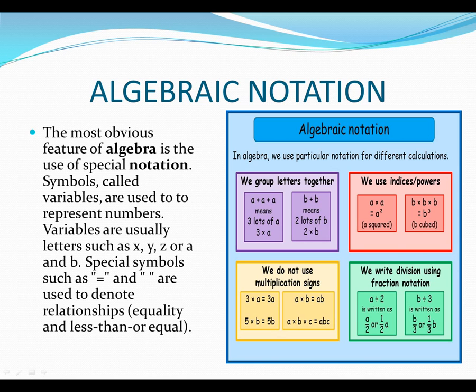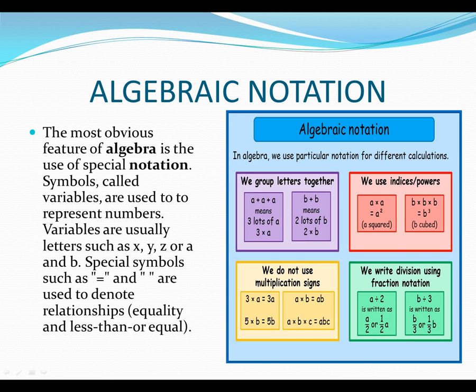The most obvious feature of algebra is the use of special notation symbols called variables. Variables mean that whose value can vary, whose value can change. Constants are those whose value cannot vary, who cannot change, and are used to represent the numbers. Variables are always used to represent the numbers. It means that if there is a variable x, its value can vary as 1 to 100, 1 to 1000 or any value.